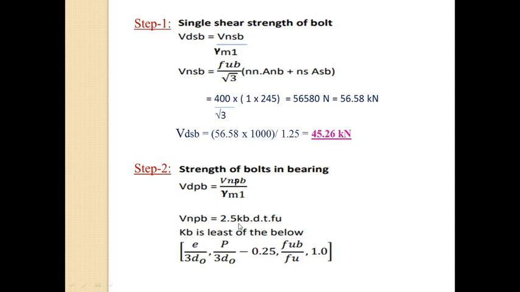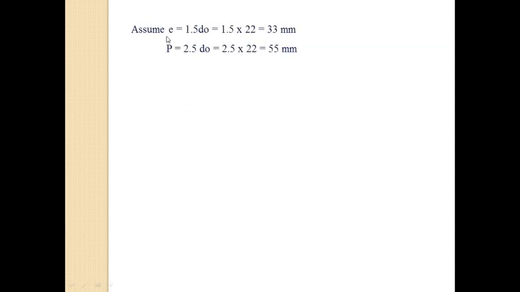Here, first of all, we have to calculate the KB. KB is the least of: e upon 3D0, p upon 3D0 minus 0.25, FUB upon FU, and 1. So first of all, assume the end distance and pitch distance. Edge distance is equal to 1.5 D0, so putting the value of D0, it is 33 mm. Minimum pitch distance is 2.5 D0, that is 2.5 into 22, that is 55 mm.